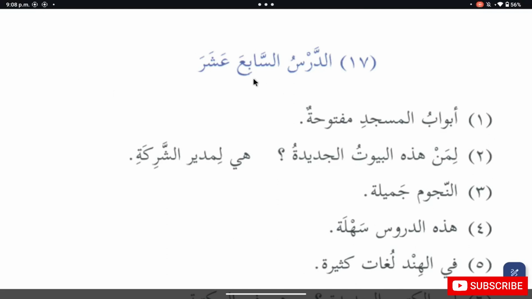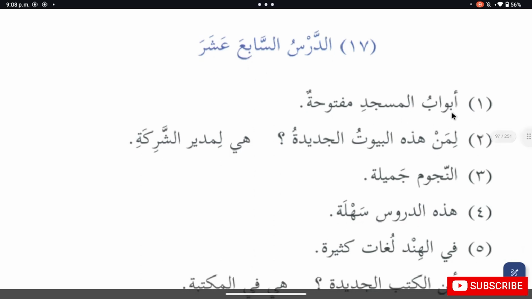الدرس السابع عشر, the 17th lesson. أبواب المسجد مفتوحة. The doors of the masjid are open.